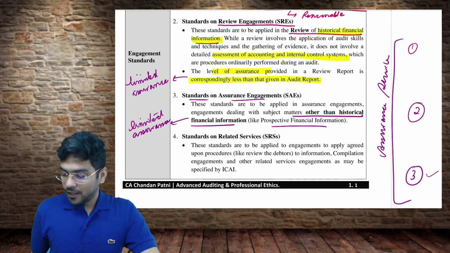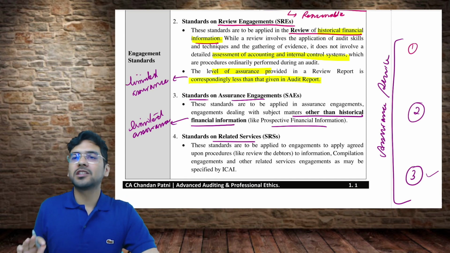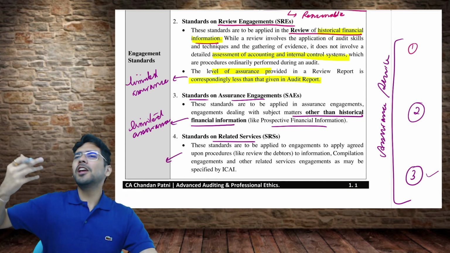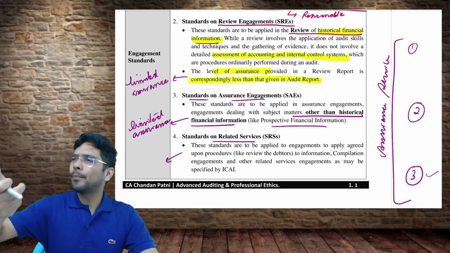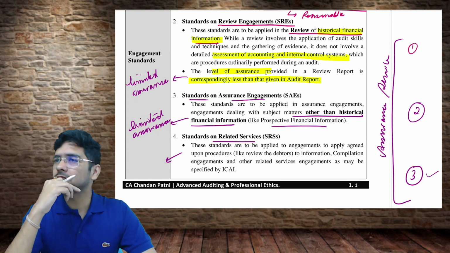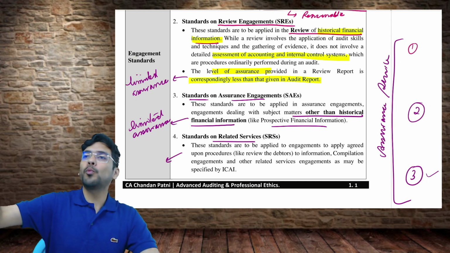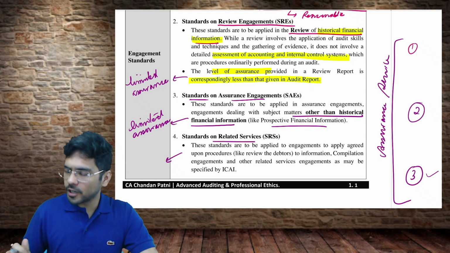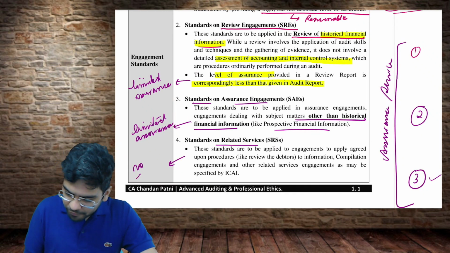Okay, and when I say, guys, standards on related services, are we giving any assurance here? We are not giving any assurance to the users. We are just doing the compilation work. When is it that a CA is able to give assurance? When he signs, when he gives an opinion, so he is basically giving an assurance to the users of the subject matter.